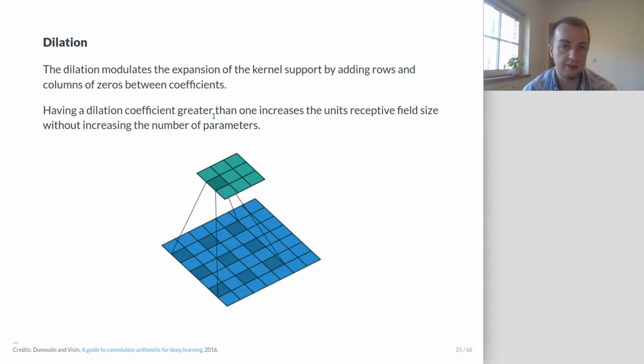And finally, you have the dilation parameter, which, as I said, modulates the expansion of the kernel support. So it's as if the kernel, the green tensor, was larger than what it actually is. And the way you would do that is that you would add rows and columns made of zeros in between the coefficients. And the result would be that without increasing the number of parameters, the number of values that you need to represent the kernel, you would increase the size of the receptive field of the kernel. So the local regions that the kernel is considering would be larger.